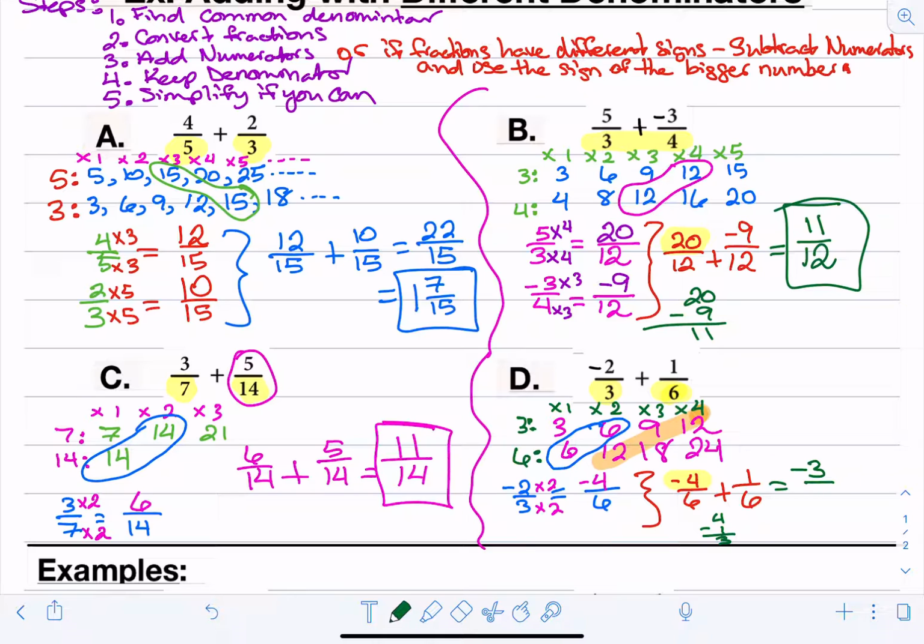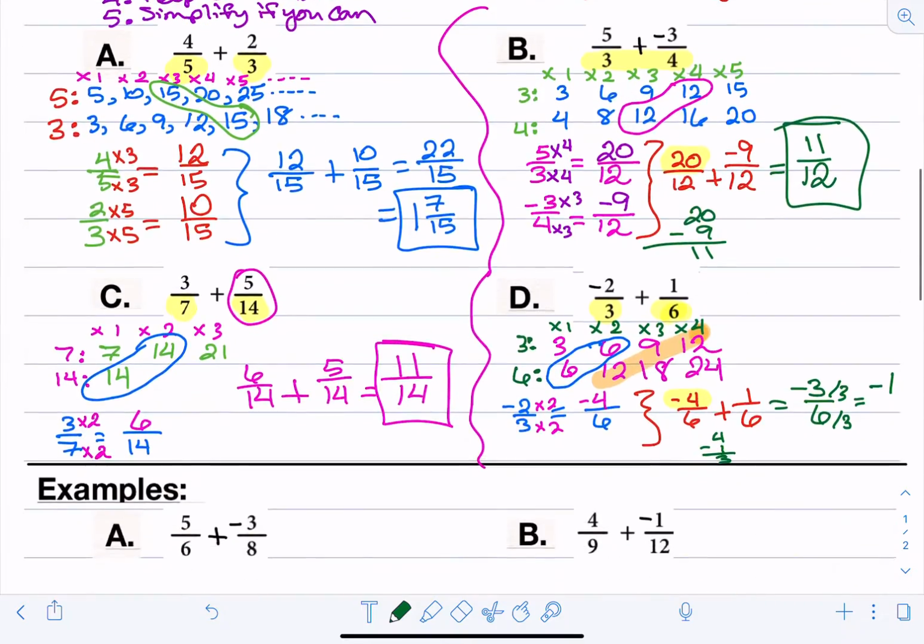Okay, we move on to step 4, which says keep the denominator, so we're going to keep that 6. And then step 5 says simplify if you can. Well, in this case, we can simplify, right? Because 3 is a factor of 6. 3 goes into 6 2 times. So that means I can divide both numbers by 3, and I end up with negative 3 goes into 3 one time. Oopsie, sorry. And 3 goes into 6 2 times, and you get negative half. So that's D.